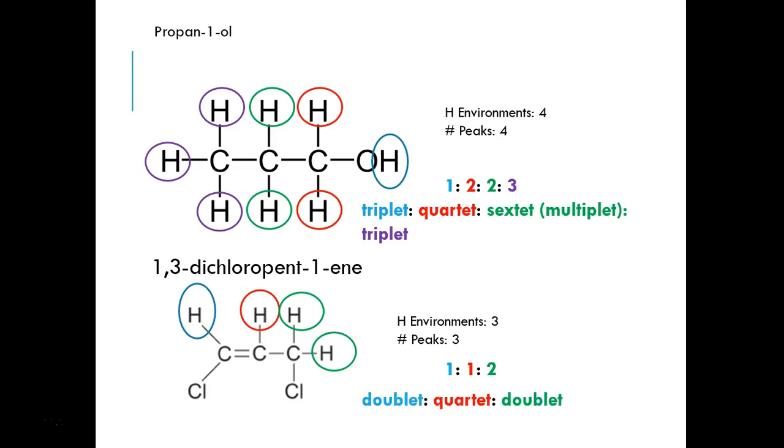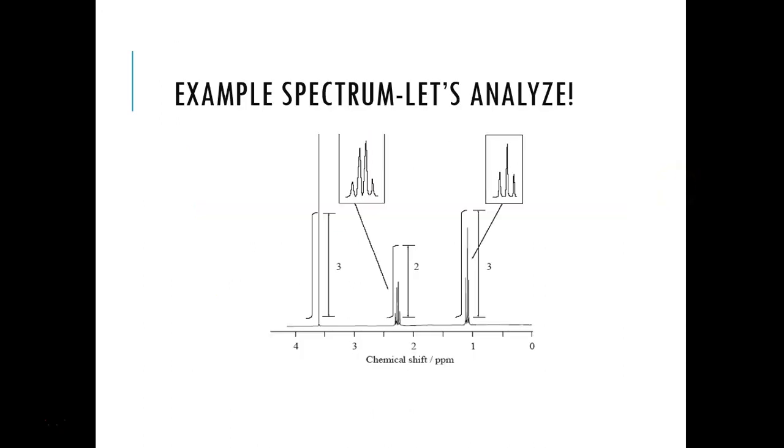For 1,3-dichloropent-1-ene, they would be a doublet, a quartet, and a doublet. Now, when we look at the blue hydrogen, there's 1 neighboring hydrogen, so that makes it a doublet. The red hydrogen, we have 3 neighboring hydrogens, so a quartet, and the green ones, 1 neighboring hydrogen, so a doublet.